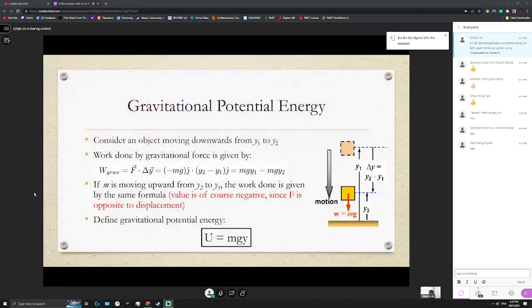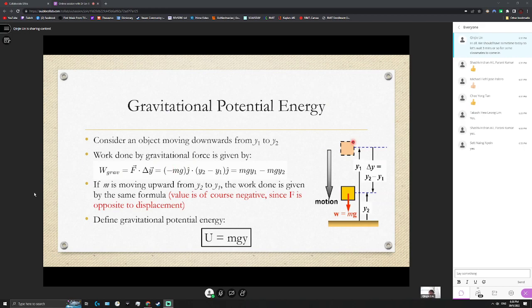So what is gravitational potential energy? Consider an object moving downwards from y1 to y2. So this illustration here, right? We are at y1. Let's say it moves down to y2. Okay, so it's a distance of delta y. So if we have an object, we apply some force. The work done by gravitational force is given by this formula. The object is moving this distance, that's our delta y. The force that we are looking at here is the gravitational force.